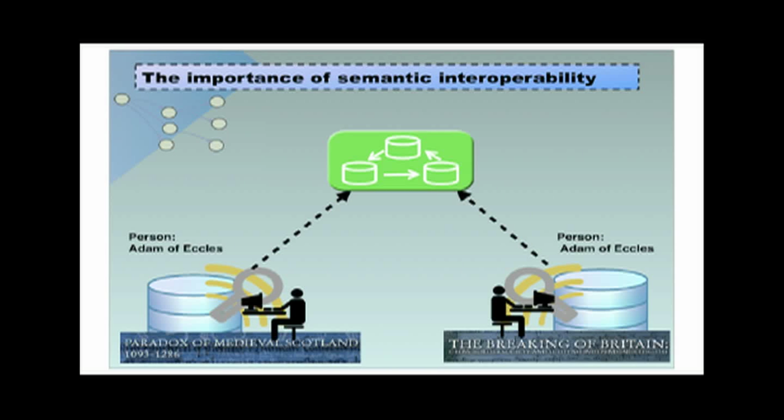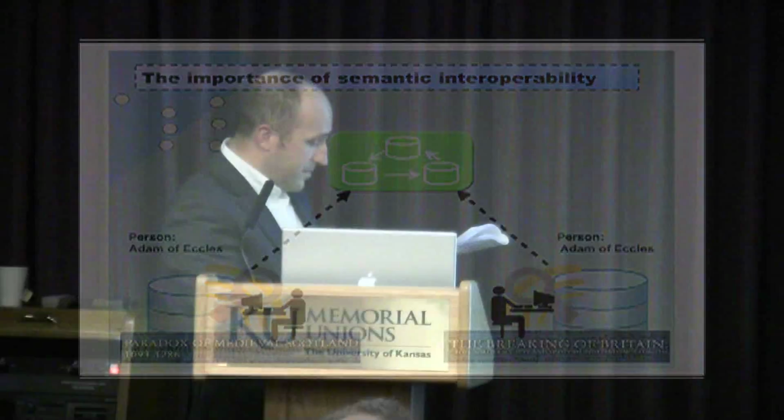So what do we mean by data integration and semantic interoperability? Essentially, it's the ability of merging data coming from different digital sources in a meaningful and useful manner. For example, we can think of a scenario where two of our recent prosopographies, PoMS and Bob, both happen to deal with people who lived around the border between Scotland and England.